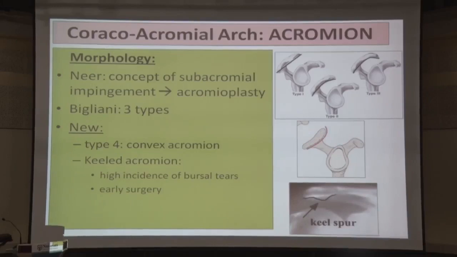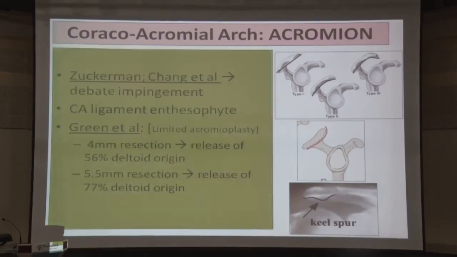It basically consists of an undersurface keel or spur extending from the anterior to the posterior limit of the acromion midway. Very high incidence of full thickness rotator cuff tears, and hence it has been described that an acromioplasty should be done even prophylactically when this keel type of acromion is detected.